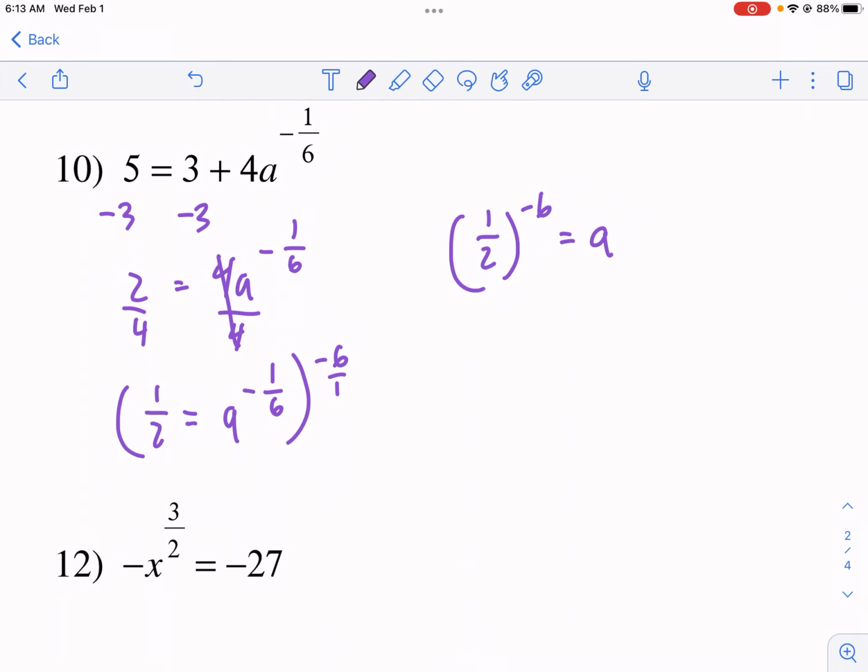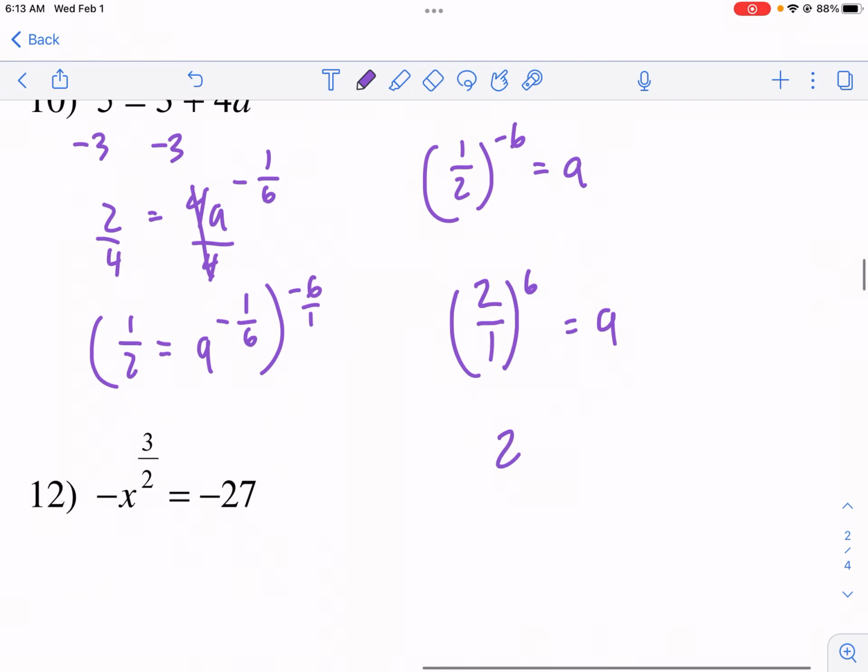Well, now I need to evaluate 1/2 to the negative 6 power. What I'm going to do first is rewrite this as a positive exponent. So that means I need to essentially flip it: 2 over 1 to the 6th power. That's what happens with the negative exponent. You flip it, okay?